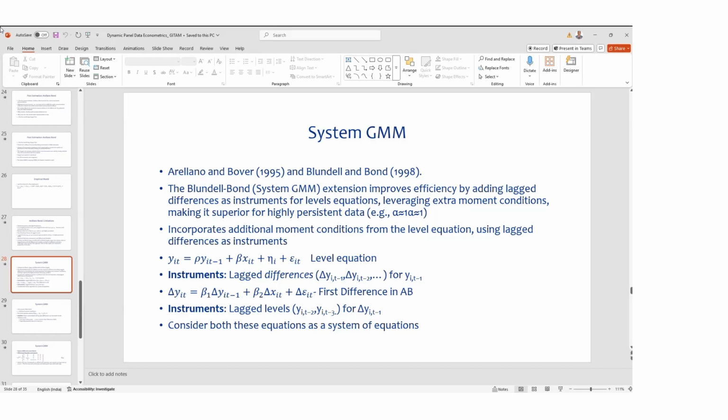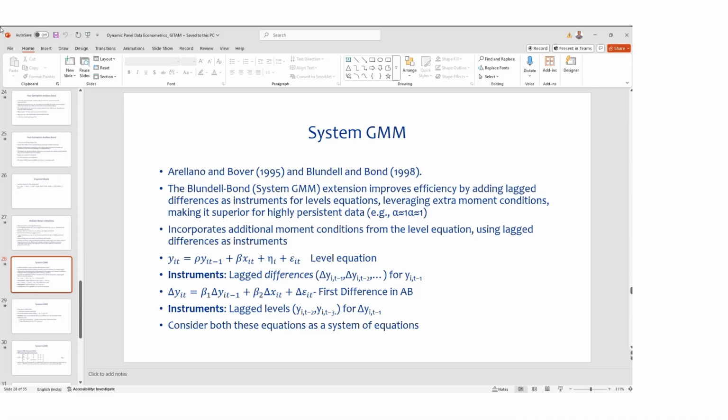But what we do in system GMM is to look at the original level equation also. Okay, original level equation also. But we know that this level equation has a problem, or two problems. But if we can consider these two, level equation and difference equation, in one system, and if we can overcome the problems that we discussed in both of them together, isn't that the best model? Level model has problems because of endogeneity and autocorrelation. You need to overcome it.